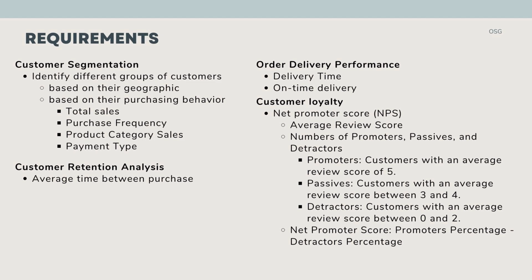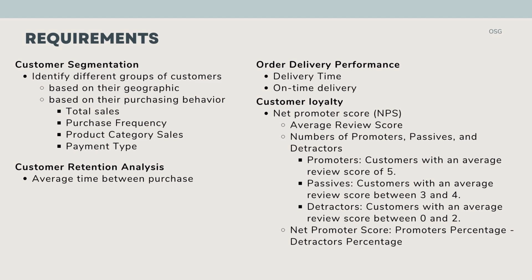According to the data source that we have obtained, we selected several analyses related to customer relationship management that might be possibly performed. They include customer segmentation, where we identify different groups of customers based on their geographic and purchasing behaviors, including total sales, purchase frequency, product category sales, and payment types. We also calculated one of the customer retention analysis indicators, which is the average time between purchases. We also visualized the customer loyalty by calculating the Net Promoter Score.